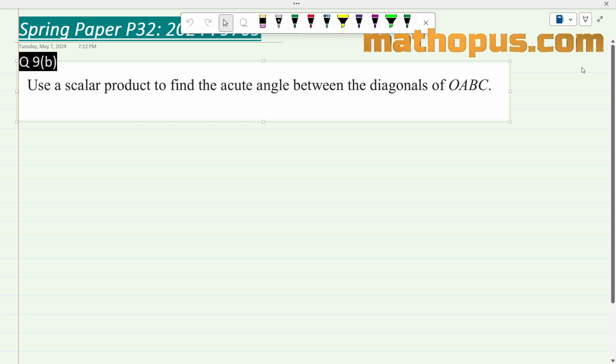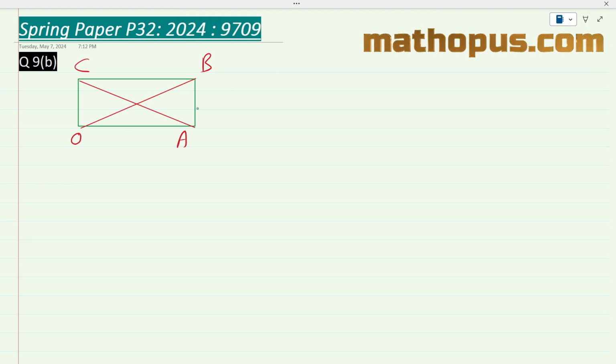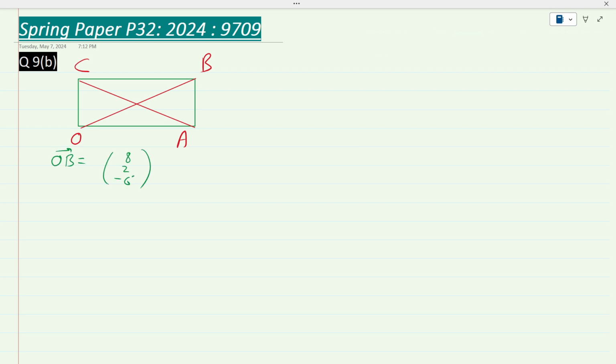Question number 9, B part: we have to find the angle between the diagonals of the rectangle OABC. Diagonals are OB and AC. So let's find those vectors. We already have the OB vector.